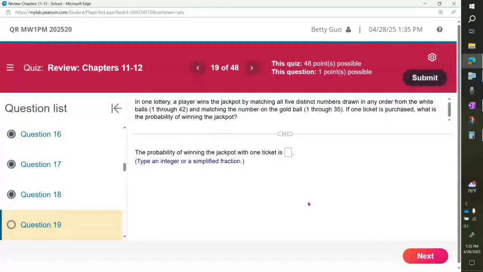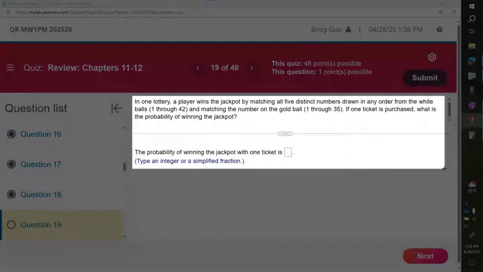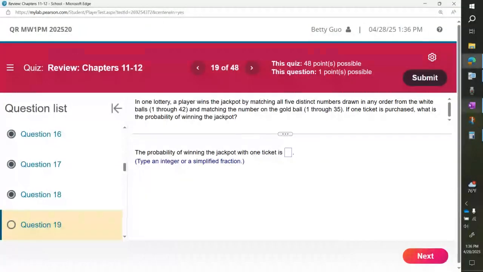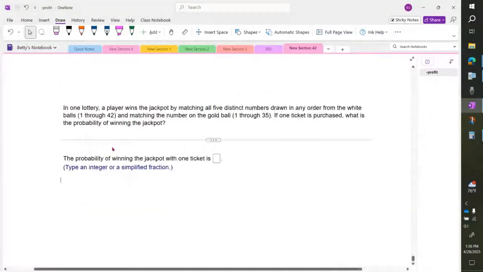Question number 19. In one lottery, a player wins the jackpot by matching all 5 distinct numbers drawn in any order from the white balls 1 through 42 and matching the number on the gold ball 1 through 35. If one ticket is purchased, what is the probability of winning the jackpot? This is a question that is a little bit challenging. We are going to solve the problem on my note. Now I can show you the details.